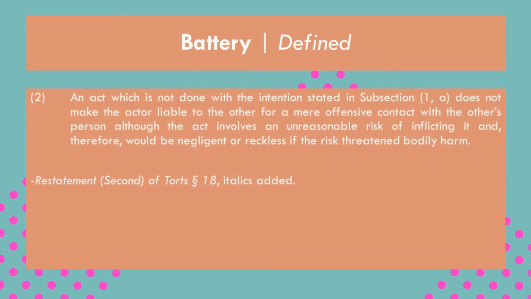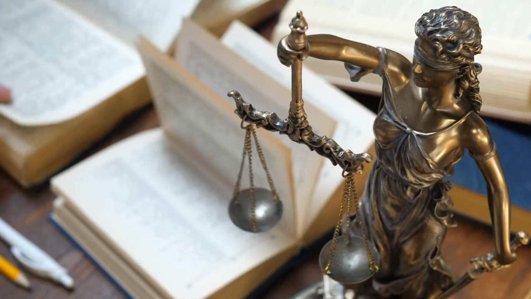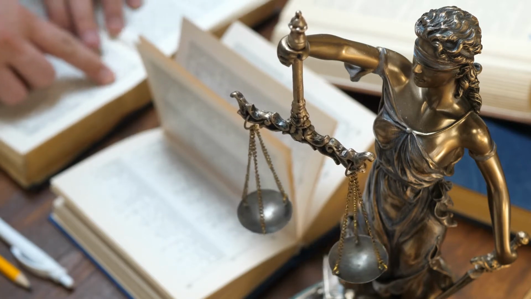Section 18, subsection 2 continues, stating that an act which is not done with the intention stated in subsection 1a does not make the actor liable to the other for a mere offensive contact with the other's person, although the act involves an unreasonable risk of inflicting it and therefore would be negligent or reckless if the risk threatened bodily harm. The distinction between sections 13 and 18 is that a harmful contact occurred in the former and an offensive contact occurred in the latter.